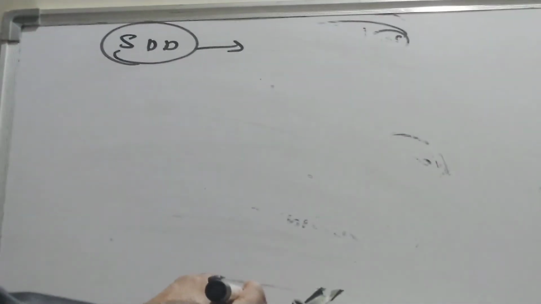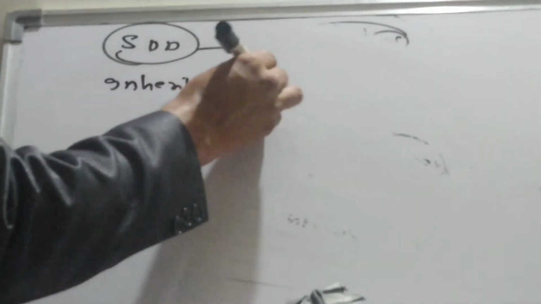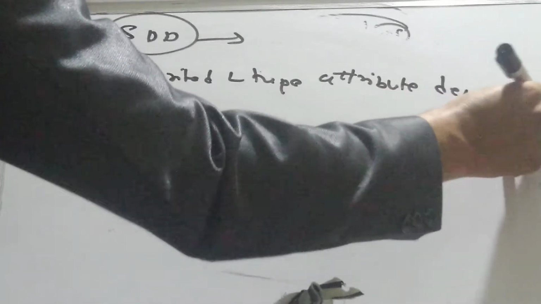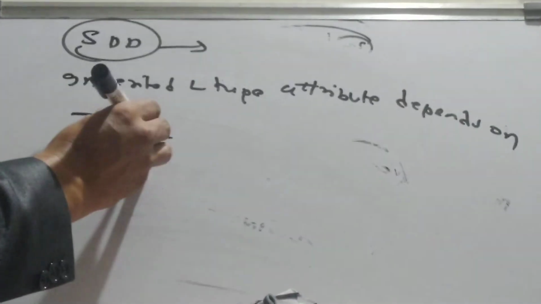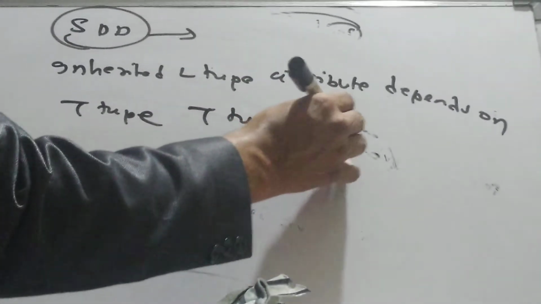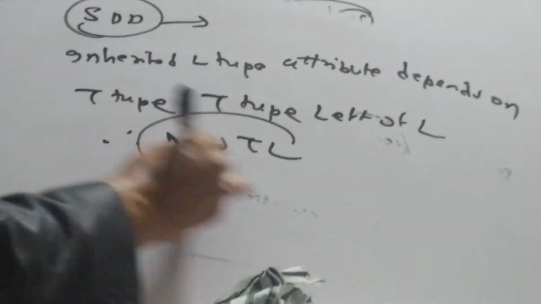Therefore, the syntax directed definitions above is an example of the L attributed definitions, because inherited attribute L type depends on inherited attribute T type, and T type is to the left of L in the production. Therefore D will be TL.